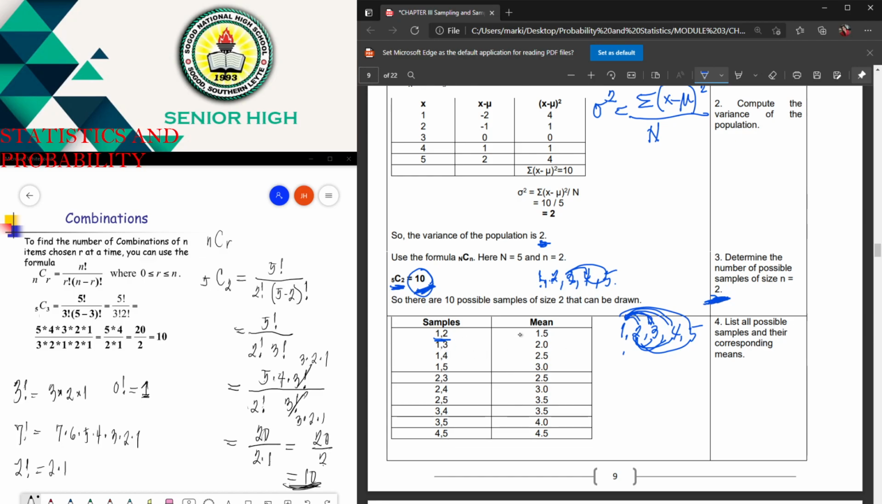Okay? So, how did you get the sample mean? Paano po natin ito nagawa? So, i-divide lang. Okay? Pagkuha ng mean is 1 plus 2 divided by 2. Kaya naging 1.5.